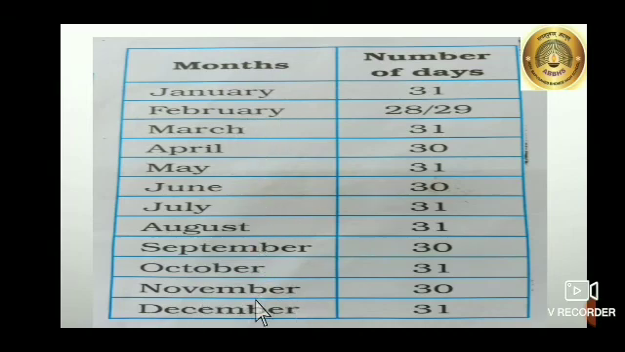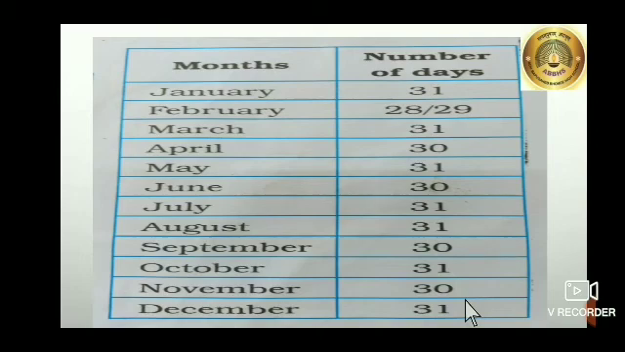But each and every month has a different number of days. Yes, in January you can see 31 days, in February we can see 28 days and sometimes 29 days. In March we can see 31 days, April 30, May 31, June 30, July 31 days, August 31 days, September 30 days, October 31 days, November 30 days and December 31 days.